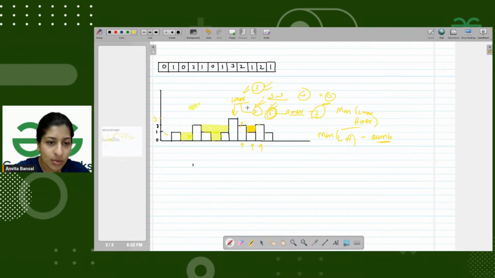So what is the minimum of L and R? That will be 2 only. And what is its own height? That is 2. So 0 amount of water is getting stored here.